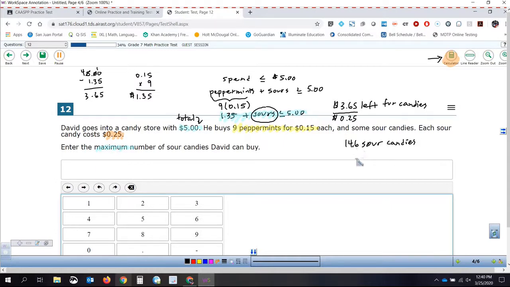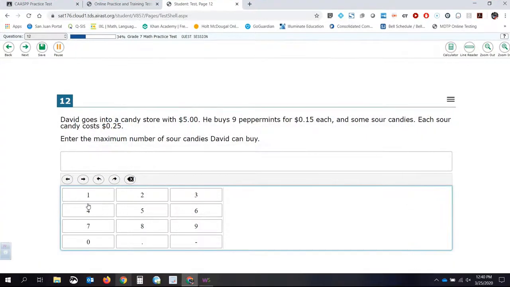Now I have a question for you. Is he going to buy 0.6 of a candy? And the answer is no. So, all right, can he buy 15? No, he can't buy 15 because if he bought 15, that would be too much money. All right, can he buy 14? Yes. So the most candies he can buy is 14. He can buy 14 or less. So since they asked us to say what the maximum was, we're going to go ahead and put in 14 candies and head off to the next question.